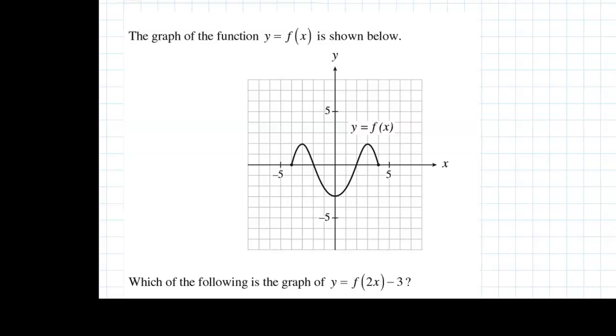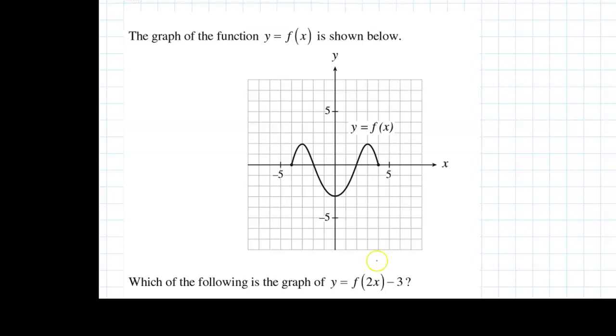Okay, let's look at another example. So we have this graph now, and the graph is given to us, the original graph of the function. We want to do the transformation of y equals f of 2x minus 3. Great. So we have to follow the order of transformation.